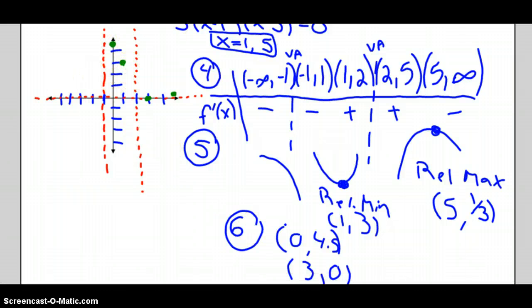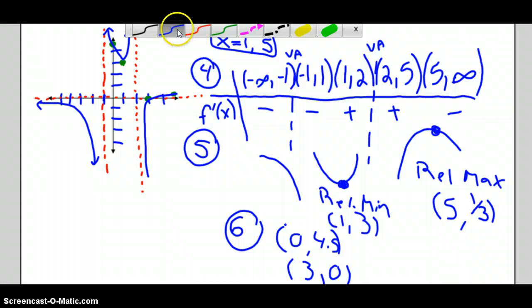I put everything on my function, and let's try to actually graph this. I am decreasing from -infinity to -1. The only way to do that would be to be below my horizontal asymptote. I decrease to 1, 3, and then increase again. So I have something that looks like almost a parabola. And then last but not least, I take my maximum at 5 and 1/3. I come from the vertical asymptote, hit that maximum, and now I need to approach my horizontal asymptote.